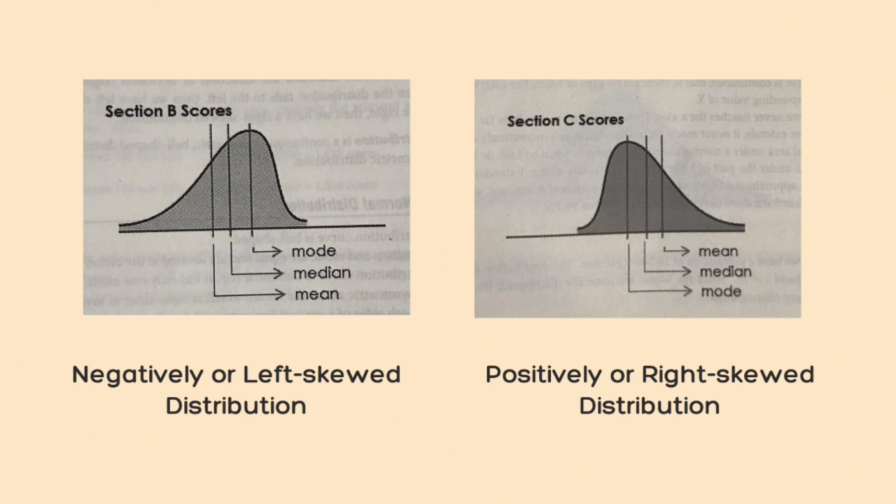So as you can see here on our section B scores, the majority of the data values fall to the right of the mean, creating a longer tail on the left side of the curve. While on our section C scores, most data values cluster to the left of the mean, resulting in a longer tail on the right side of the curve.